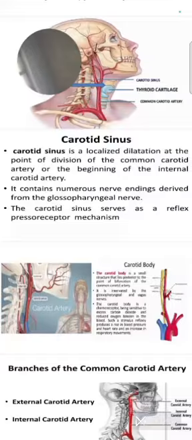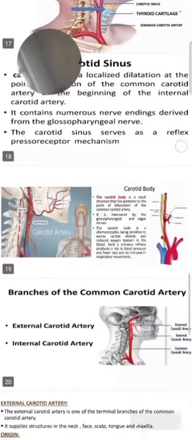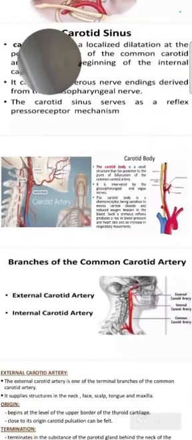This dilated portion contains numerous nerve endings, which are derived from the glossopharyngeal nerve. So the carotid sinus serves as a reflex receptor mechanism. It carries the variations in the blood pressure, thereby it helps in the regulation. And the next one is the carotid body.